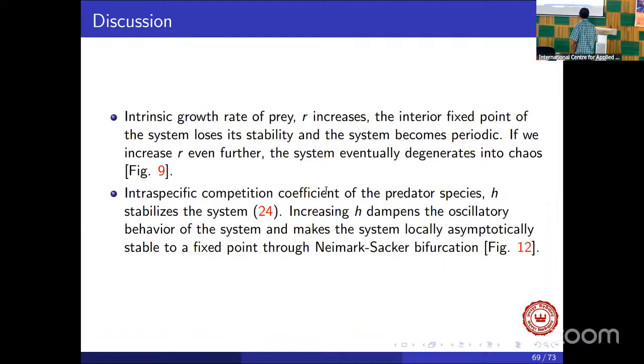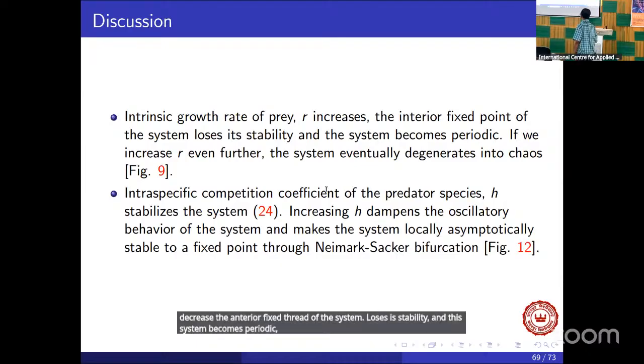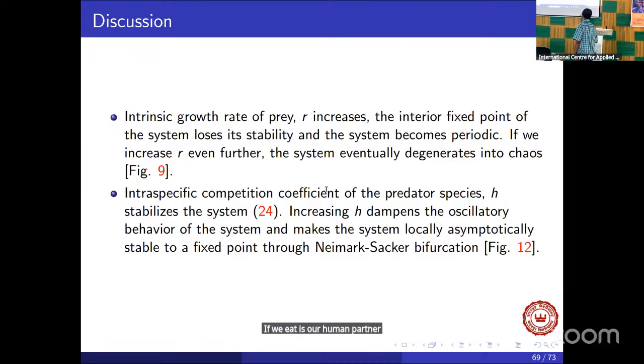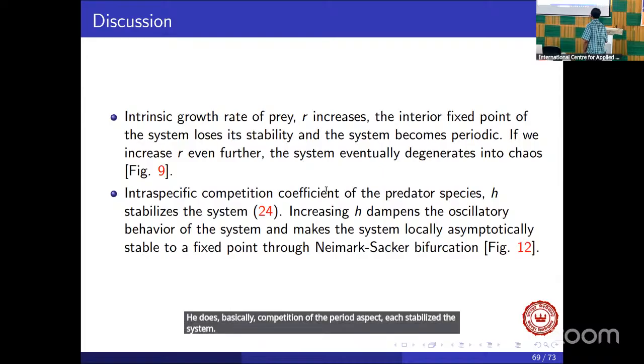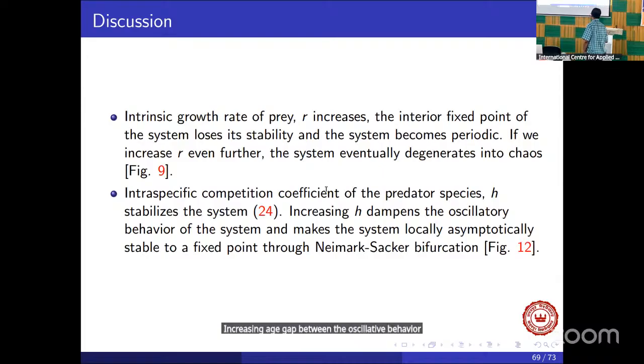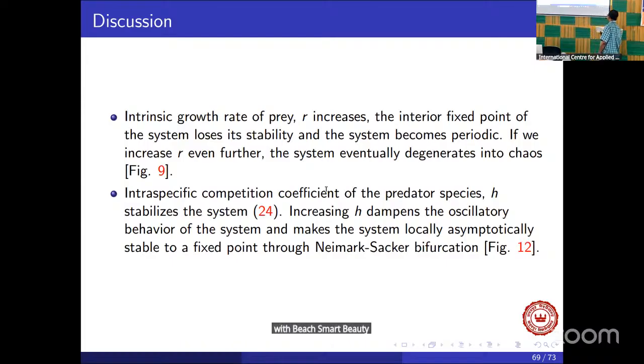As we increase r, the intrinsic growth rate of the prey, the interior fixed point of the system loses its stability, and the system becomes periodic. If we increase r even further, the system eventually degenerates into chaos. You have already seen this in figure 9. Interspecific competition of the predator-prey can stabilize the system. Increasing it, the oscillating behavior will make the system locally asymptotically stable to a fixed point, via a Neimark-Sacker bifurcation.